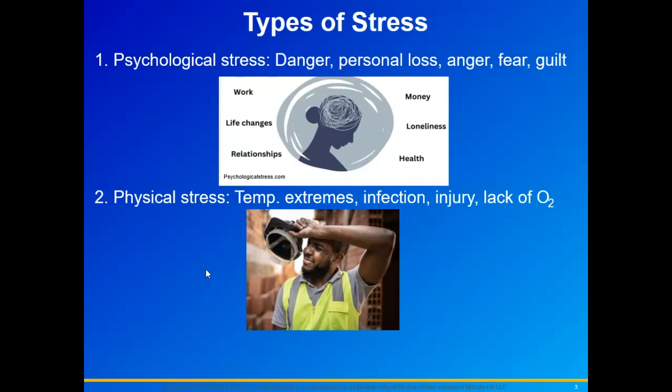Another type of stress is going to be physical. And this is probably more or less, I don't know, this is what I encounter more on a daily basis.